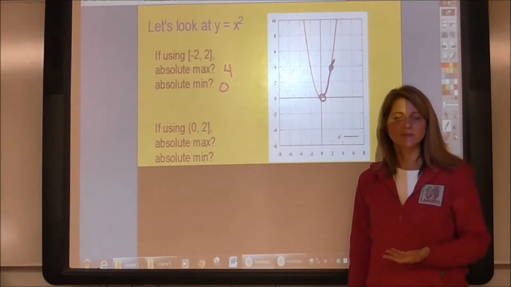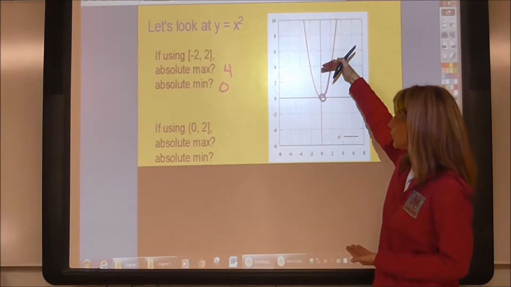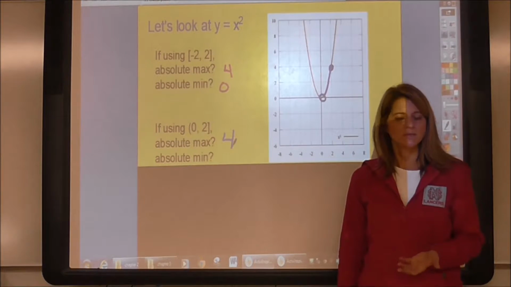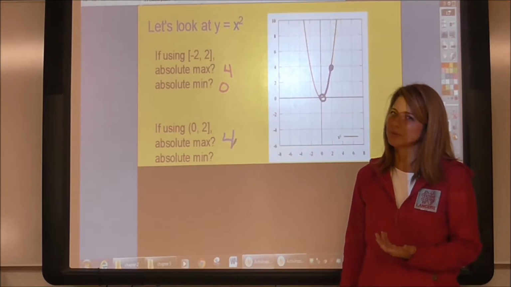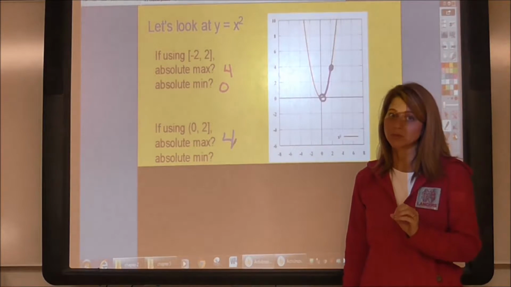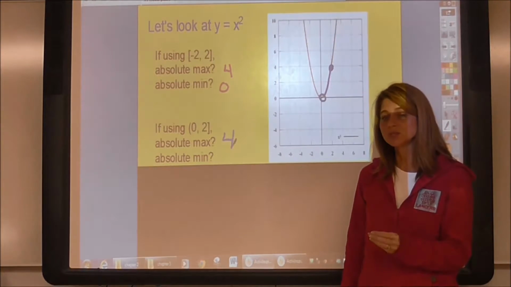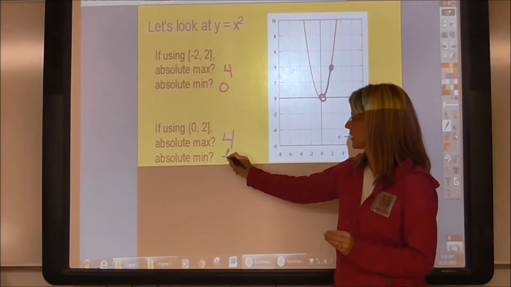Well, I still have an absolute maximum value. I still have an absolute maximum at y equals 4. And what about an absolute minimum? Well, at first thought, you'd think, okay, my minimum is at y equals 0. But the problem is you have an open circle there. You don't actually have a value. You get really, really close to it, but you don't actually touch it. So we say there is none.